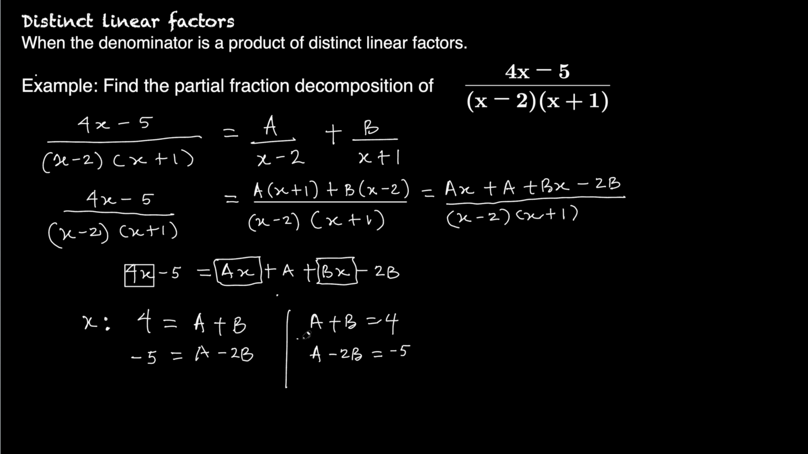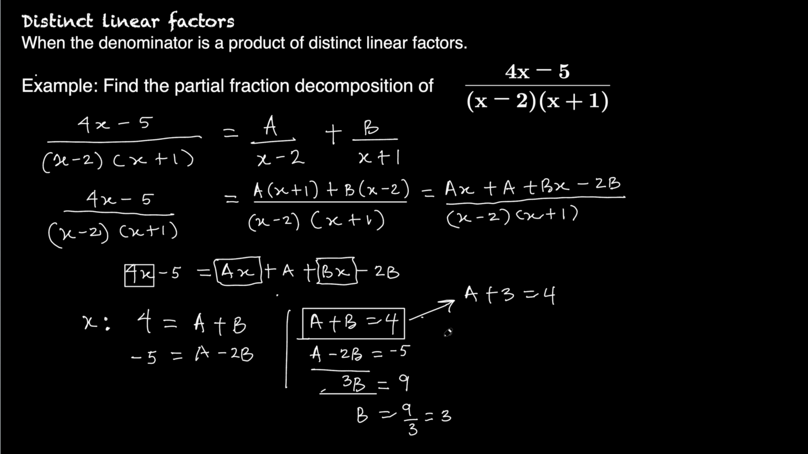This is a, so we can just subtract this directly. Then this gives 3b equals 9. So b equals 9 over 3. This is equal to 3. And you can substitute b into either of equation 1 or 2. So I'm going to take a plus 3 equals 4. That is from here. So I'm substituting b to be equal to 3. So I have a equals 4 minus 3.